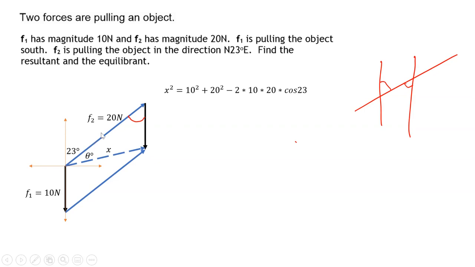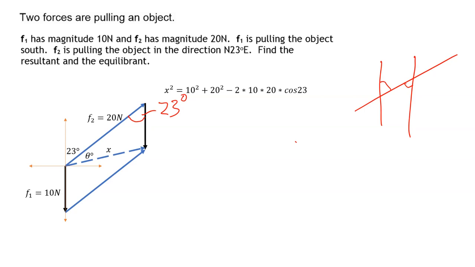Hopefully you can see what I'm pointing to, right? Minus 2 times 10 times 20 times the cosine of the angle between them, which we already said is 23 degrees. So that's my 23-degree angle right there. Where does the 2 come from in the cosine law? It's part of the cosine law.